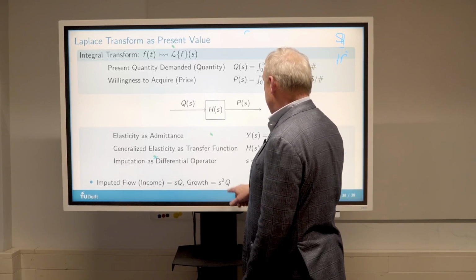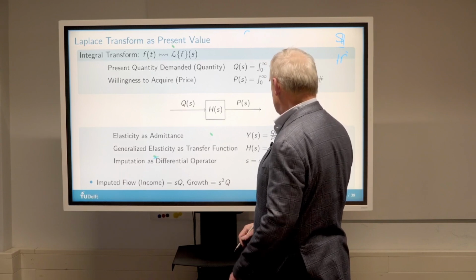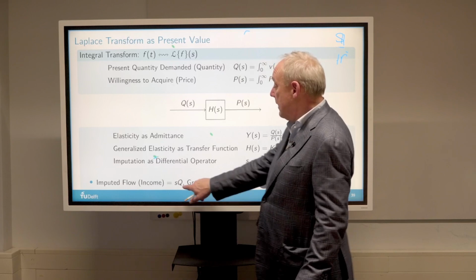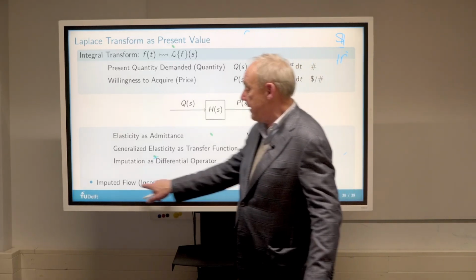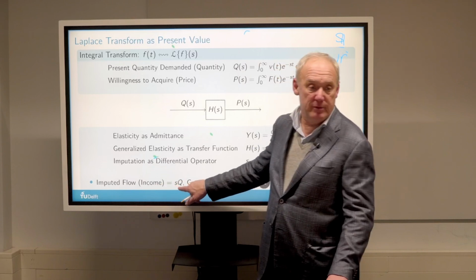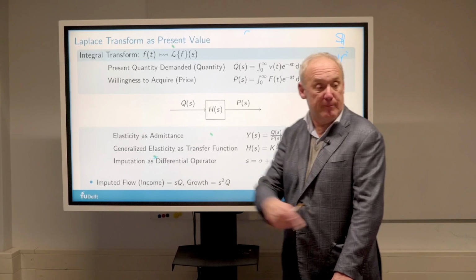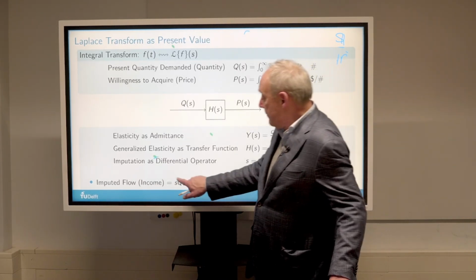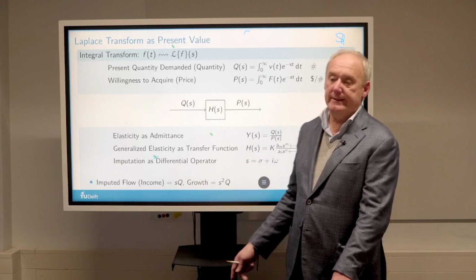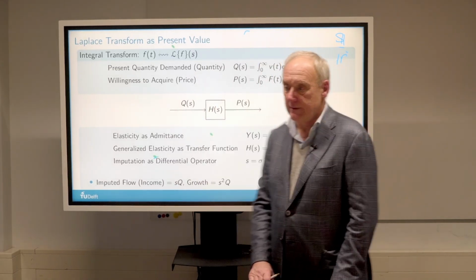Now, I have a little bit of a problem because I wrote some stuff underneath here that rolled off the slide. But I know what it was. If you take an amount, you can have an imputed flow, and if this amount is currency, then you can think of this as imputed income. This is very common. And if you do it twice, you just get an imputed growth. So if this is income, what will be S times the income? That is how much that income changes, and you will have some imputed growth factor. You can go on like this.